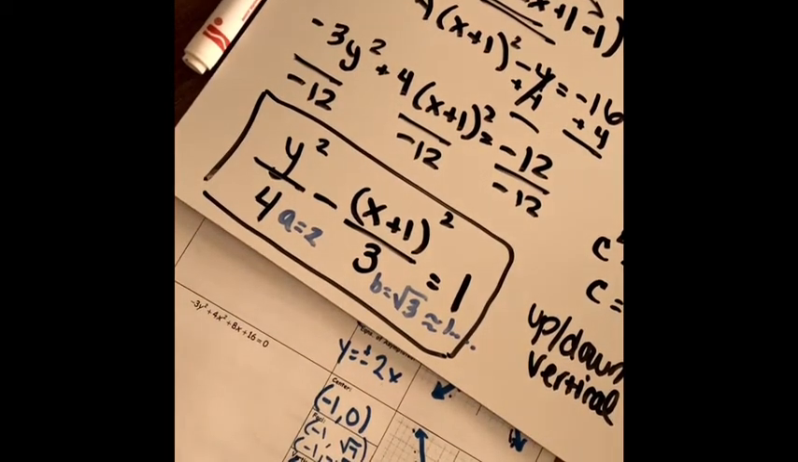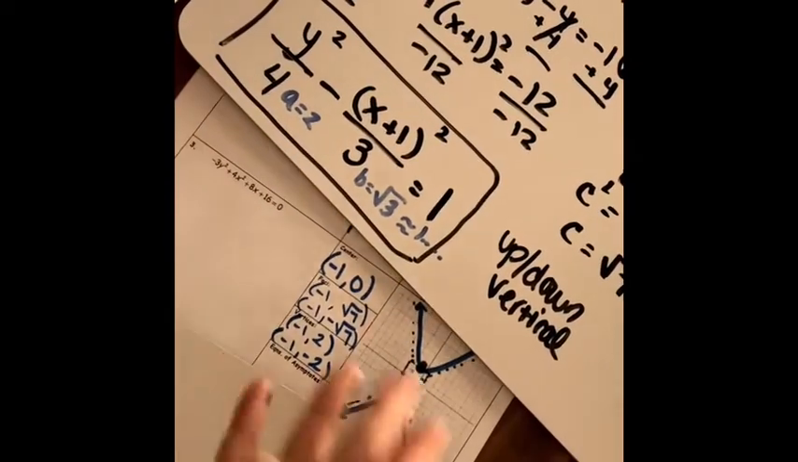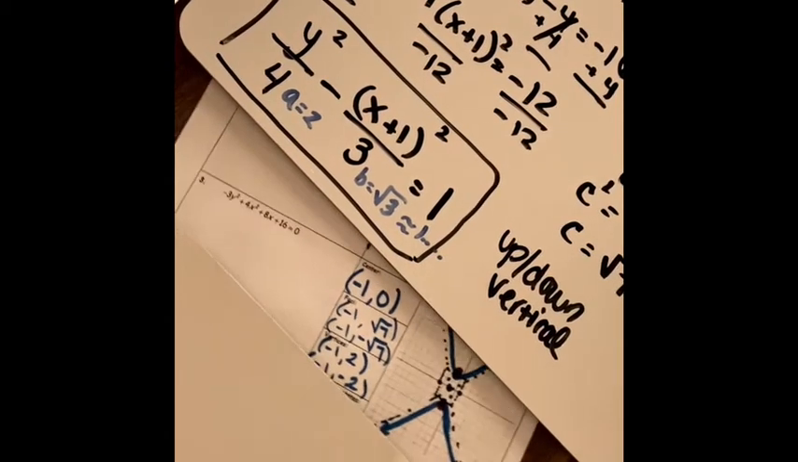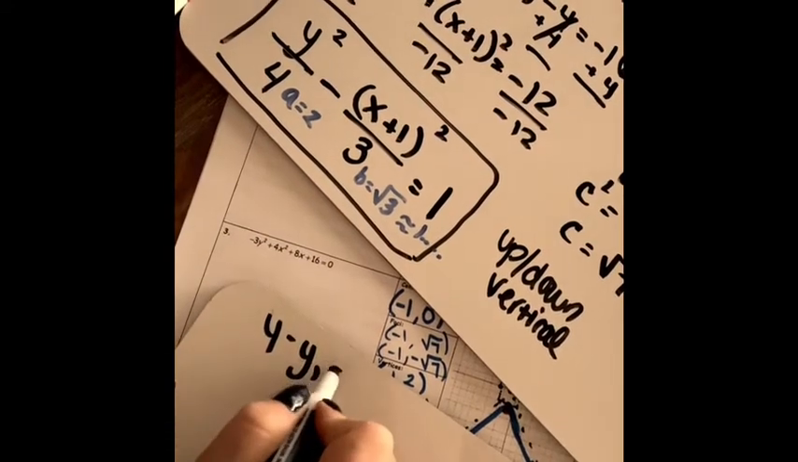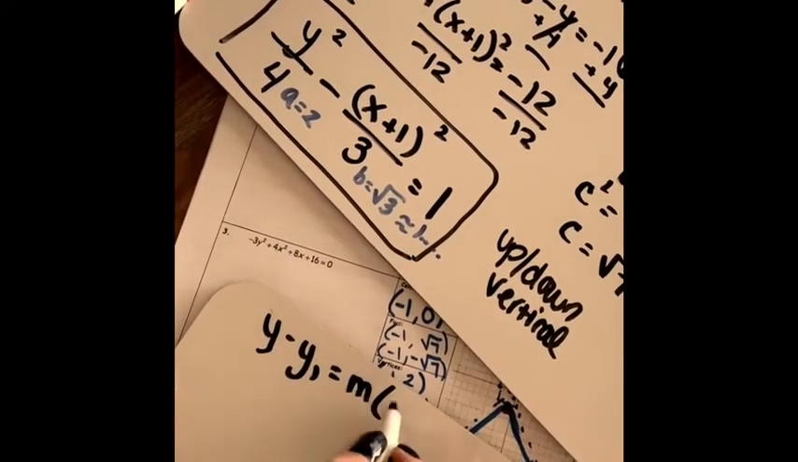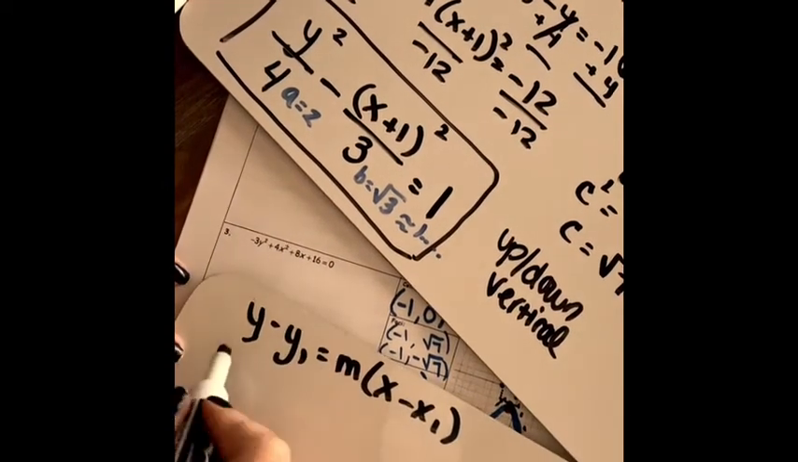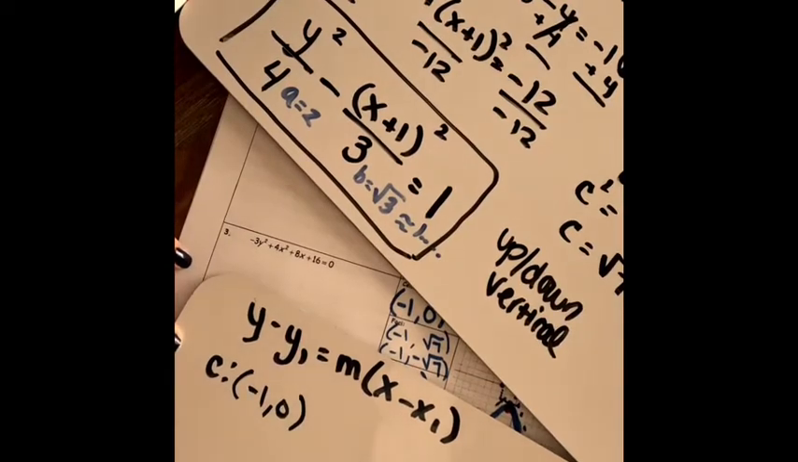The last part that we have to do is find the equation of the asymptotes, and we can't obviously count here because we do have some radical values, so we do need to solve for it. We remember our point-slope formula: y minus y1 equals slope times x minus x1. We do have our center. Remember, the center was -1, 0. And now we need our slope, so that's change in y over change in x.